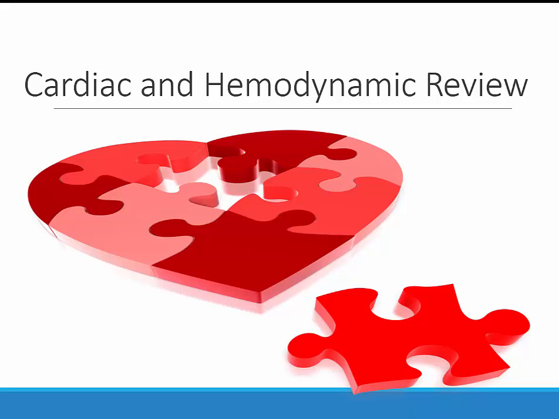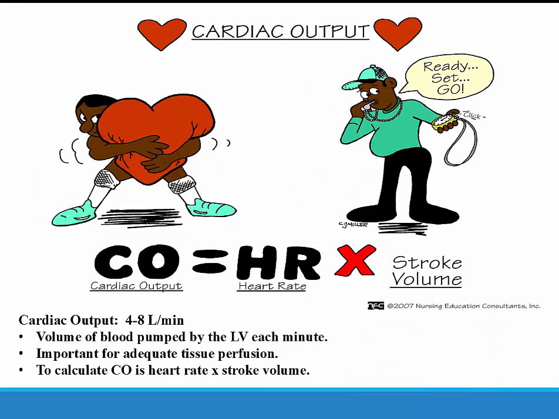Cardiac output and hemodynamic review. Cardiac output is 4 to 8 liters a minute. It's the volume of blood pumped by the left ventricle each minute, and it's important for adequate tissue perfusion. To calculate cardiac output, it is heart rate times stroke volume.